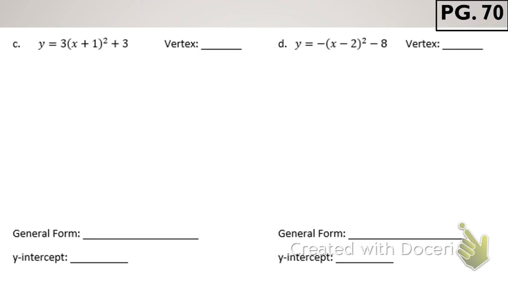I've got my vertex form right here. When I have my vertex form, I can identify the vertex. What would the vertex be of this particular parabola? Negative 1, positive 3, yes. Because this is the opposite of h, and this is our k value.